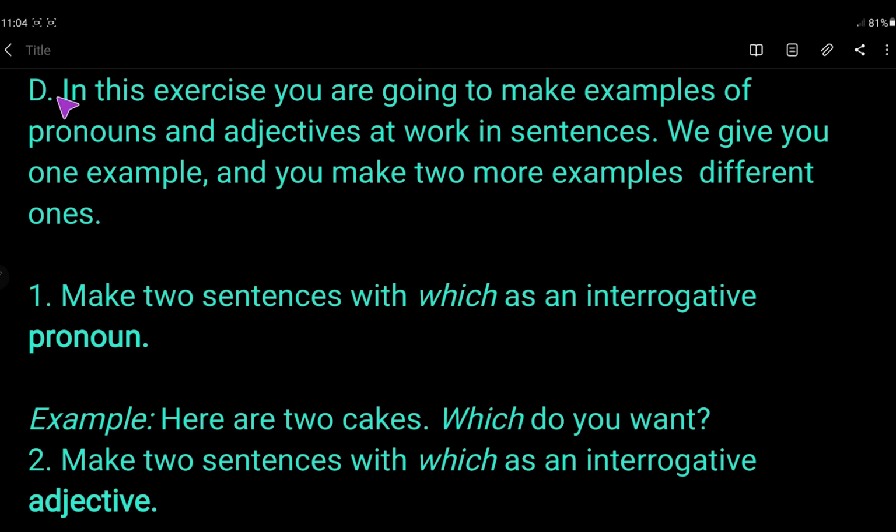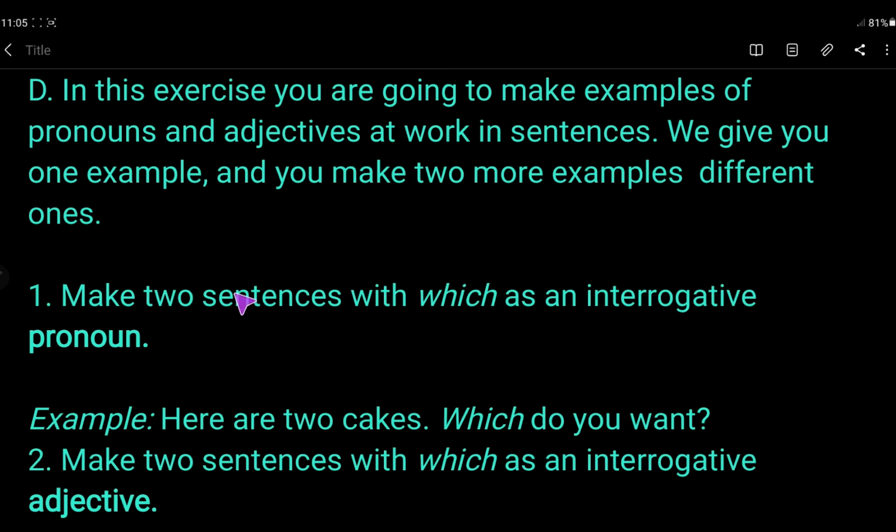This exercise, exercise D, it is written here: in this exercise you are going to make examples of pronouns and adjectives at work in sentences. We give you one example and you make two more, different ones. Number 1: make two sentences with "which" as an interrogative pronoun. One example is given: "Here are two cakes, which do you want?" Here "which" is used as an interrogative pronoun. We need to write two more sentences.